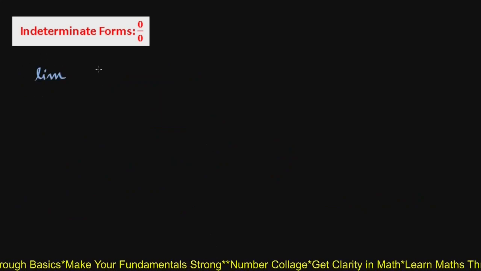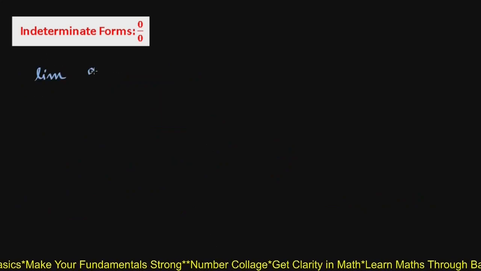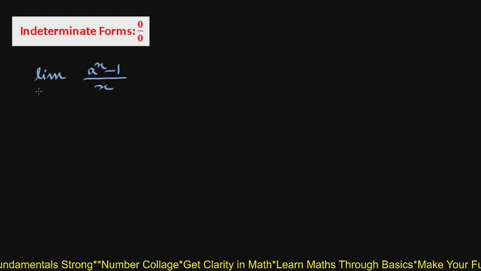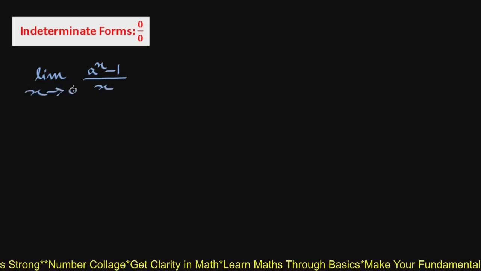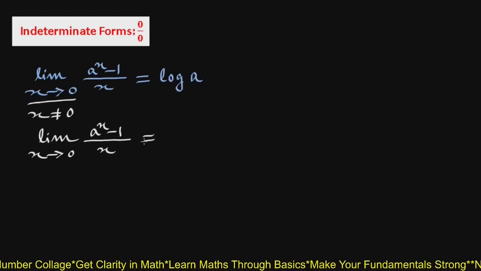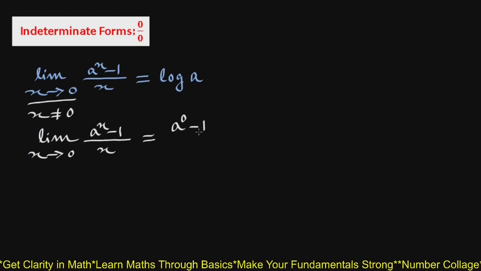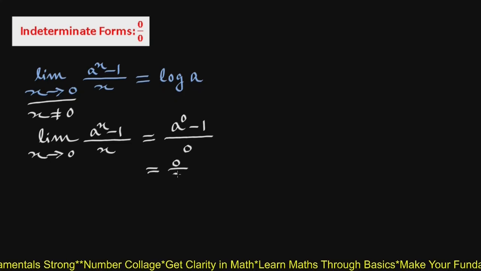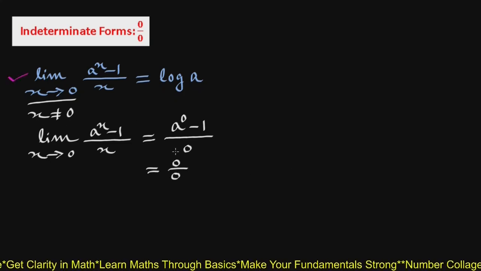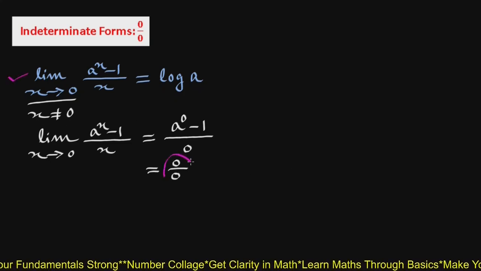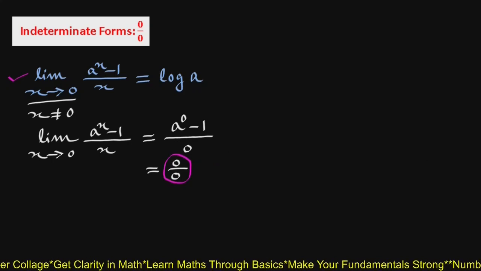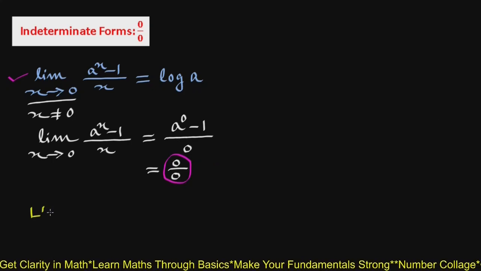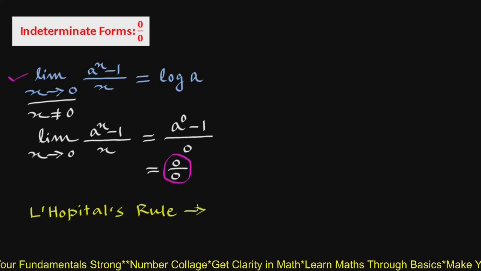We know that limit a raised to x minus 1 upon x as x tends to 0 is log a. This limit will be a raised to 0 minus 1 upon 0, 1 minus 1, 0 upon 0. So this limit is of the type indeterminate form 0 upon 0. Now we will apply L'Hopital's rule to evaluate this limit.